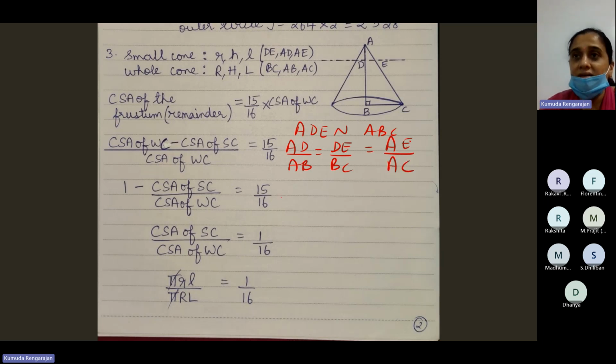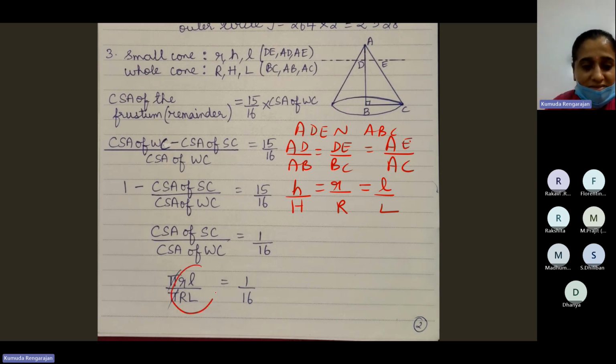Now, what is AD, children? H, small h. What's AB? Capital H. What is DE? Small r. BC? Capital R. AE? Small l. AC? Capital L. So what do we understand from this? h by H is equal to r by R is equal to l by L.